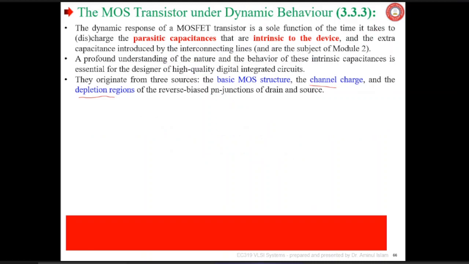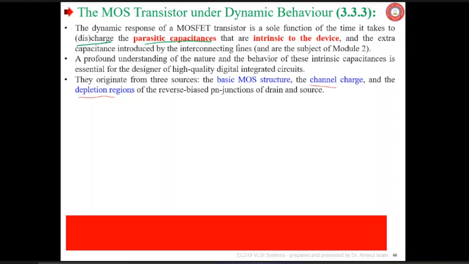Okay, so the dynamic response of a MOSFET transistor is a sole function of the time it takes to charge and discharge the parasitic capacitance. Just now we discussed something like CL, a component of CL. That has to be charged and discharged. You remember, when the digital circuit is being operated, that is the main function that happens. CL will be charged and then discharged based on the input vector.